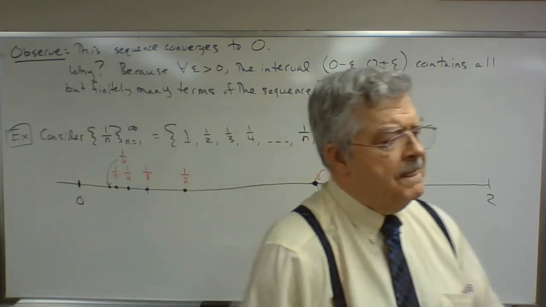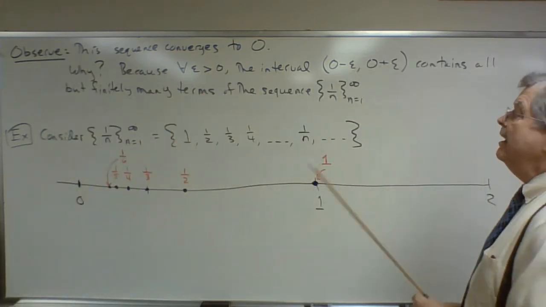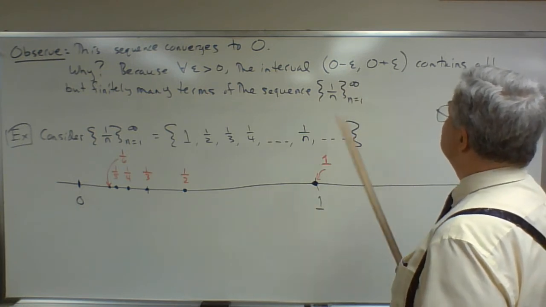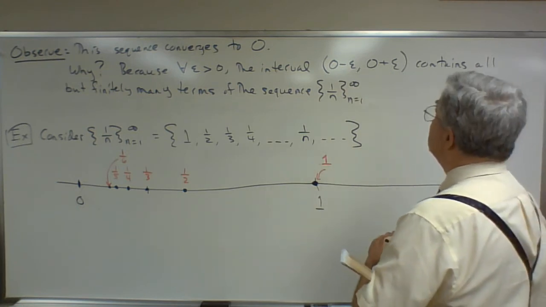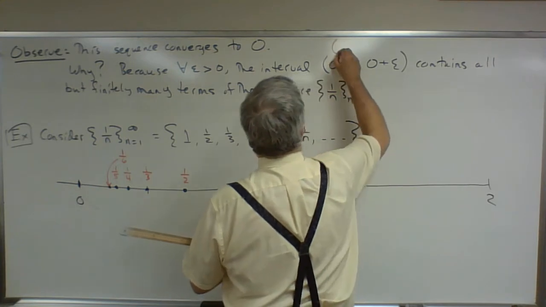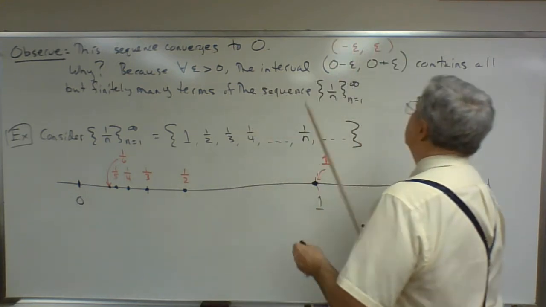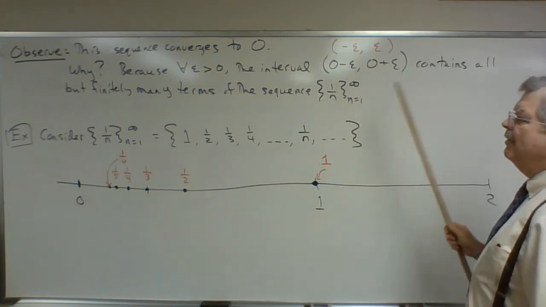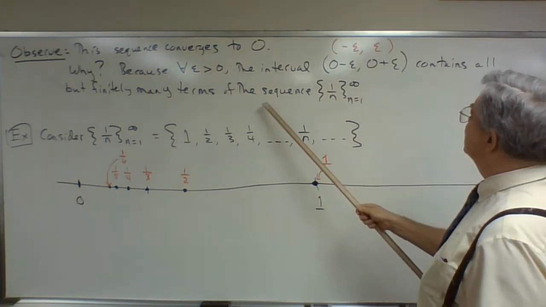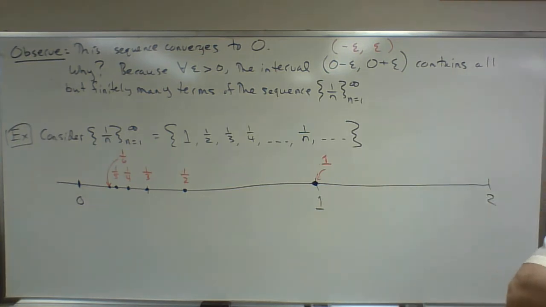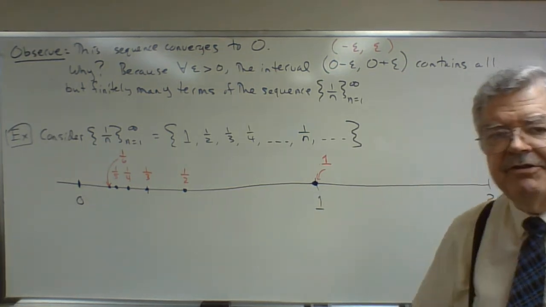First of all, this interval, 0 minus epsilon, 0 plus epsilon, which is exactly the same thing as negative epsilon, epsilon. This interval contains all but finitely many terms of the sequence 1 over n. And maybe we should show that.